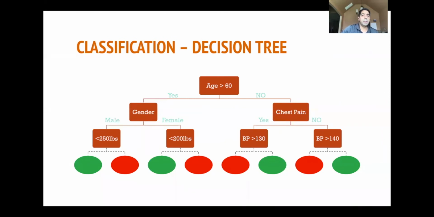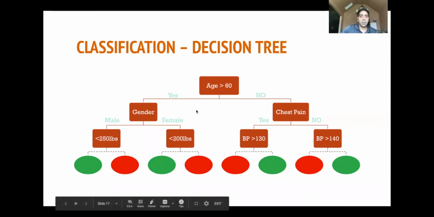Another algorithm is called decision tree. Say, for example, in the case of heart disease, we have all kinds of parameters, and then we figure out what's the most important one. Let's say, for example, it was age. If the age is greater than 60, if yes, then look at the gender. If no, look at chest pain. Then, for example, when looking at gender, if it was male, then look at the weight and so on, and then you find whether that person is sick or not sick, for example.